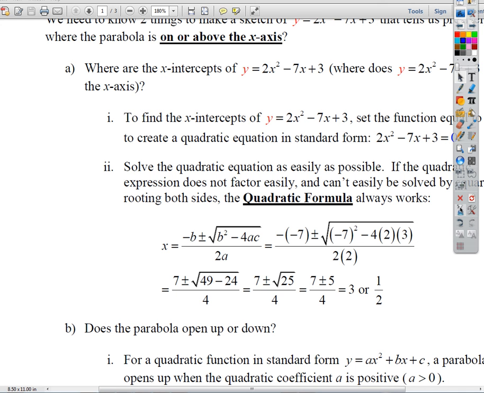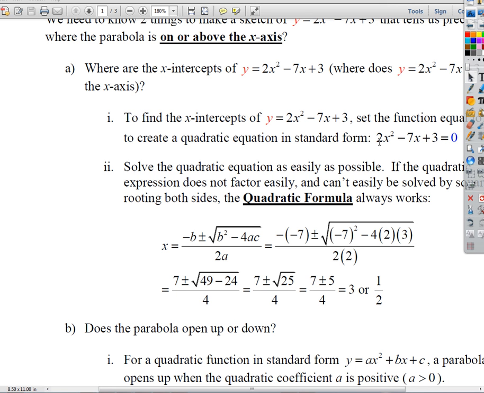In this case, here's the equation I'm solving, right? I'm solving 2x squared minus 7x plus 3 equals 0. I've got a 2 in front of the x squared. I don't feel like factoring that. What do I do instead? Quadratic formula. Yeah, absolutely. I'll just plug it into the quadratic formula. And if I do that, I'm going to get the answers.